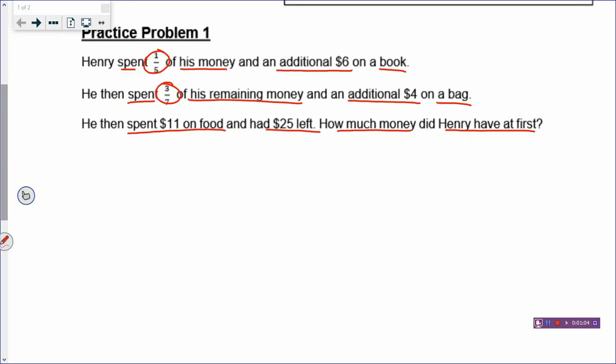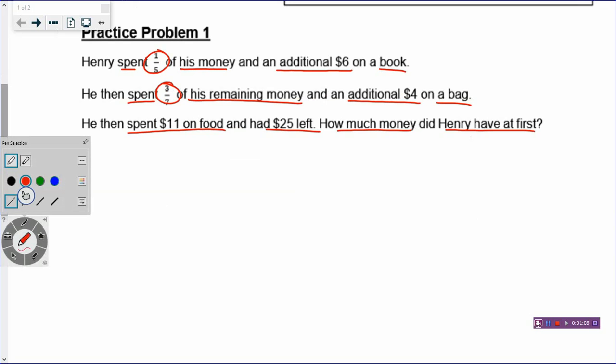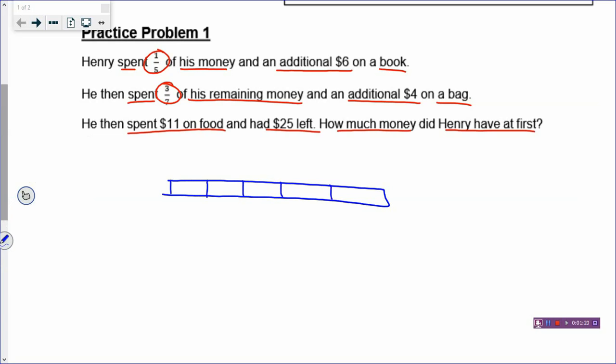If you are going to draw a parts-whole model, then the first sentence can always give you a rectangle. Henry spent 1/5 of his money. So this rectangle represents his money, which is 5 boxes, and he spent 1 box plus another $6. So I'm going to cut a dotted line. You have 1 box that is spent on the book plus another $6, and I'm going to label.